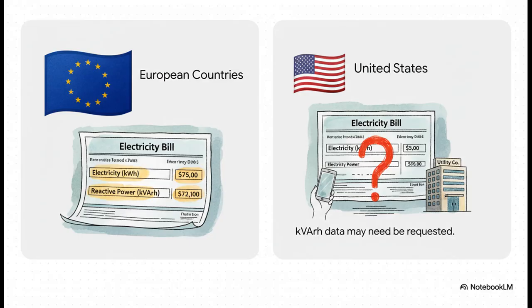One last practical tip, where you find this data can be a little different depending on where you are. In a lot of European countries, the kilowatt hour and kVARh values are listed right on the bill, plain as day. In the United States, you might need to actually call your utility provider and ask for that data. Just something to keep in mind.